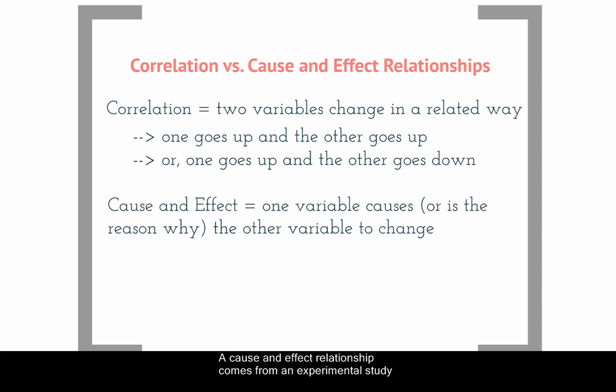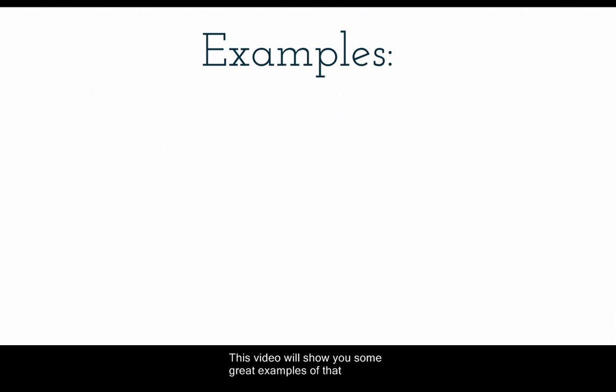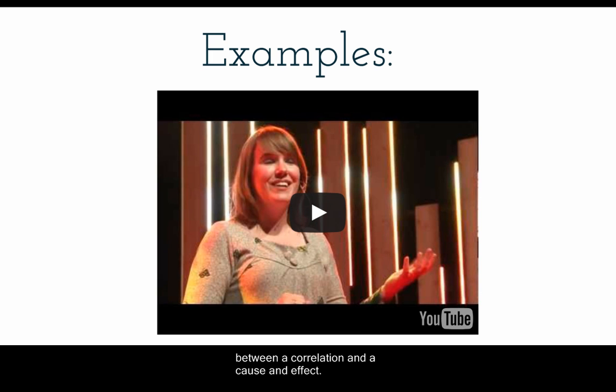A cause and effect relationship comes from an experimental study, and this is when we know that one variable, in this case an independent variable, is the reason why the other variable is changing. So let's go ahead and look at some examples of the difference between a correlation and a cause and effect. And this video will show you some great examples of that and issues that can come up when we confuse the difference between a correlation and a cause and effect.